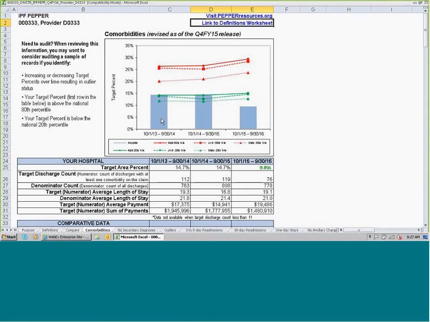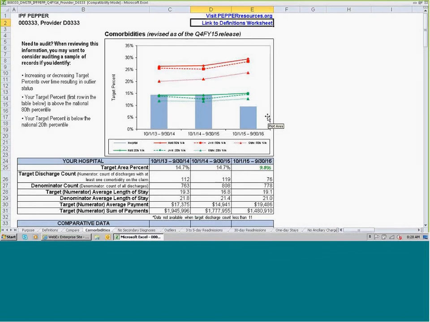You will see your graph for the comorbidities target area. And your target area percent is graphed for the most recent 3 fiscal years as these blue bars. So here you would see your target area percent, and here is the graph so that you can see how your target area percent might be changing over time.